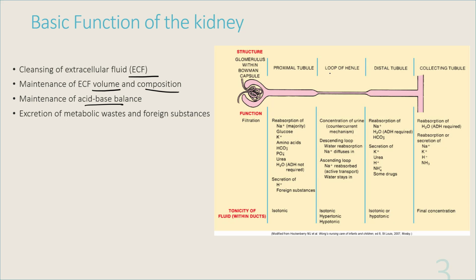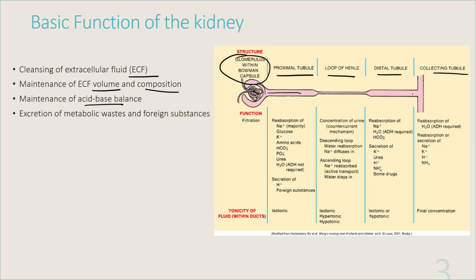So the diagram on the right just shows you the different structures found within the nephron. The first one is the glomerulus, the bundle of capillaries within the Bowman's capsule. And then, as I said, the Bowman's capsule is continuous with four parts of the tubule. The first is the proximal convoluted tubule, then the loop of Henle, the distal tubule, and finally the collecting tubule, where it is collected and goes into the ureter, and then the bladder, and then the urethra.